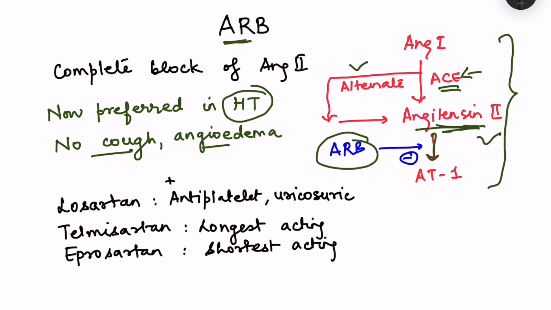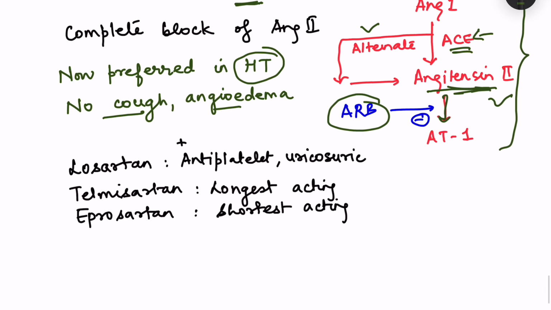So what are these different angiotensin receptor blockers? We have losartan, telmisartan, eprosartan. So these end in sartan. There are others as well. Some characteristics of these: losartan also has antiplatelet action and has some uric acid secreting action, uricosuric action. Telmisartan is the longest acting and it also has some effect in dysglycemia, so it improves insulin resistance. Eprosartan is the shortest acting, right? So those were the ACE inhibitors and the angiotensin receptor blockers.